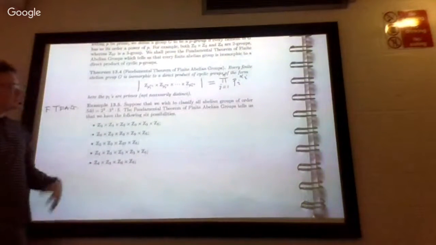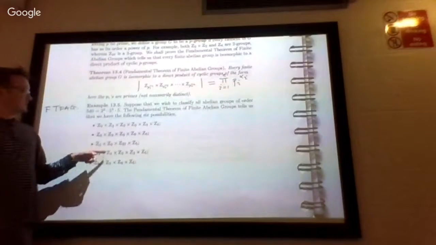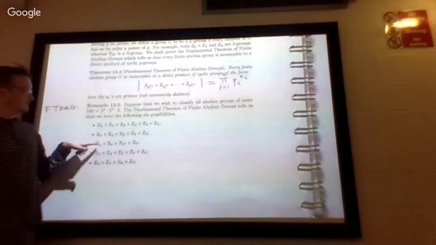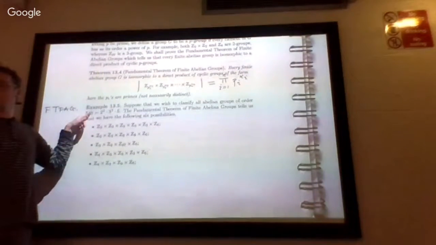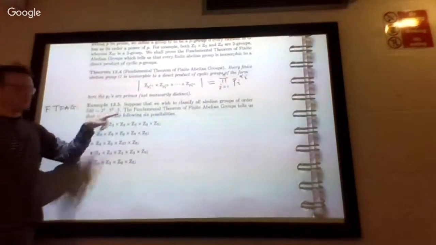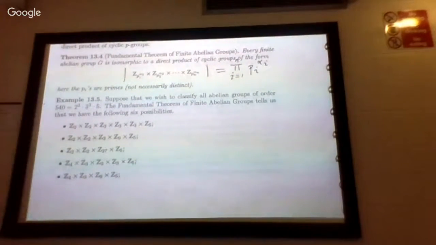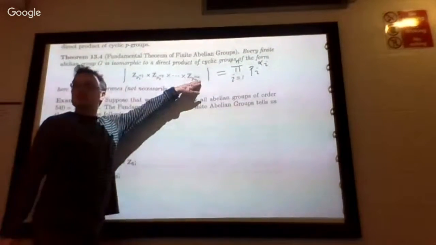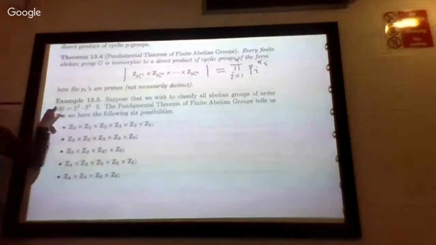So they're going to be things looking like this, but they must have the property that when you multiply together all these sizes of the individual cyclic groups, they must come to 540. 540 has that prime factorization. So we can quickly just list down all the possible examples of this kind of construction that have size 540.